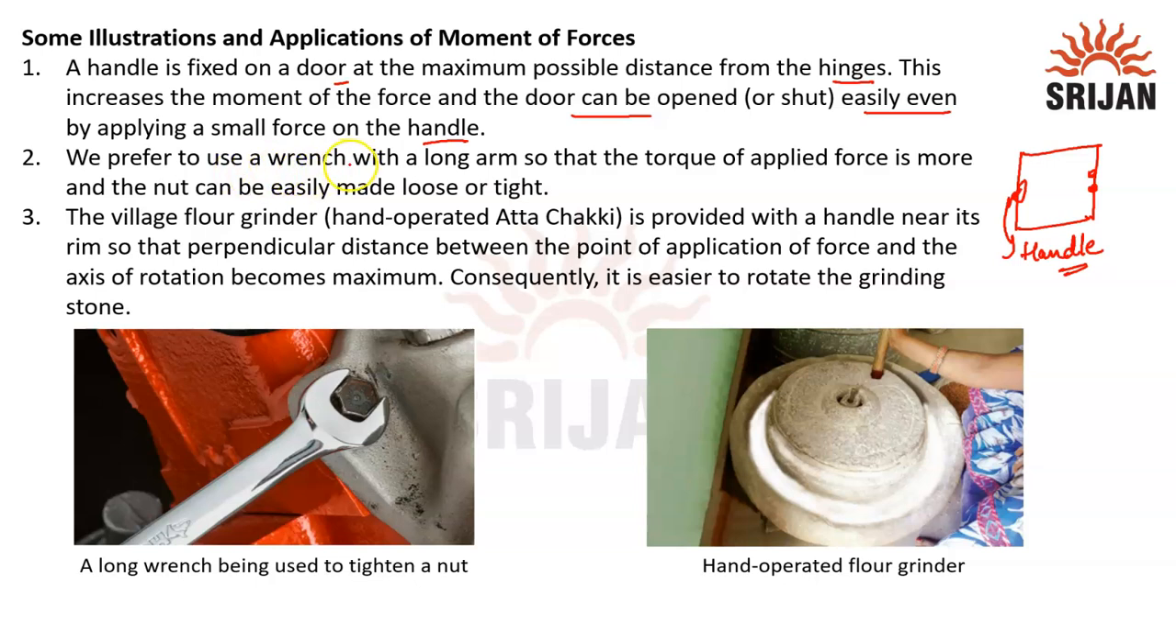Then we prefer to use a wrench. Here we can see this is a wrench with a long arm. Usually wrenches have a long arm so that the torque of applied force is more and the nut can be easily made loose or tight. Then similarly, the village floor grinder, that is known as atta chakki, is provided with a handle near its rim. Here we can see this is the handle, so that the perpendicular distance between the point of application of force and the axis of rotation becomes maximum, and consequently it is easier to rotate the grinding stone.